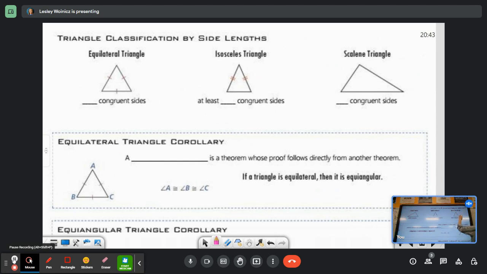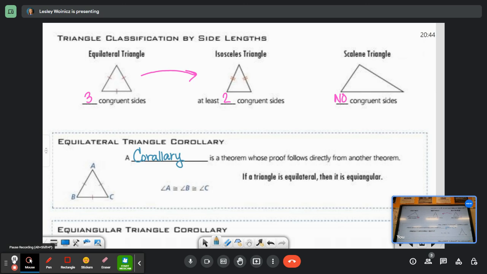But if we have an equilateral triangle, it has 3 congruent sides. Isosceles has at least 2 congruent sides, and scalene has none. Remember that all equilateral are also isosceles. Next, we have the equilateral triangle corollary. A corollary is a theorem whose proof follows directly from another theorem.